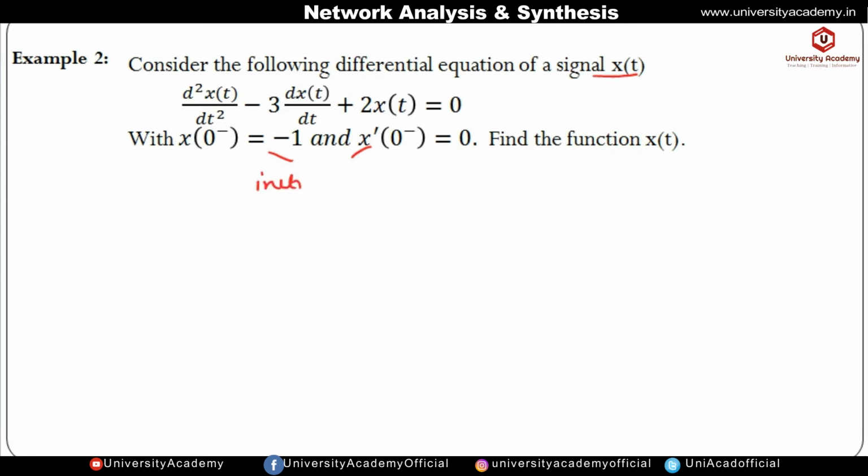Okay, it means the system is consisting of energy storage elements and they are initially charged. Okay, so that is why these are known as initial conditions. Now we have to find out the function x of t. So if we solve this differential equation in the time domain, then it will be very difficult because this is a second order differential equation.